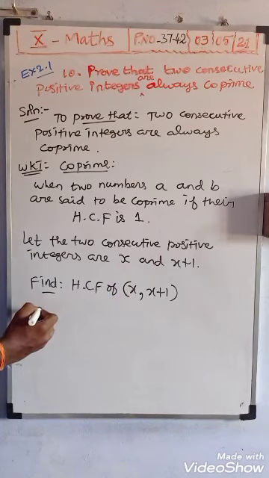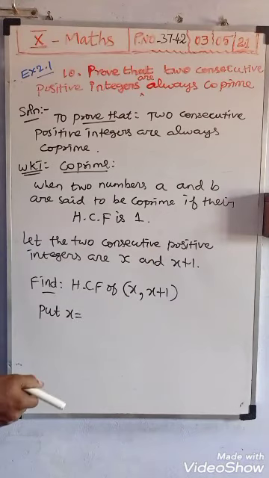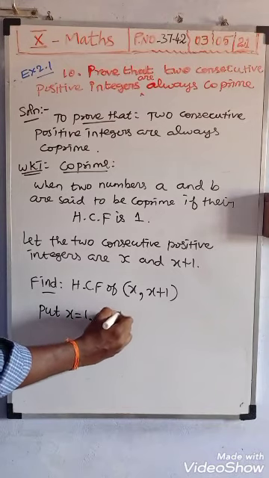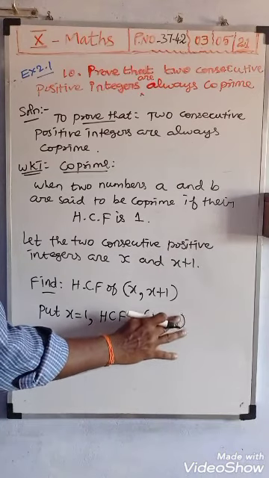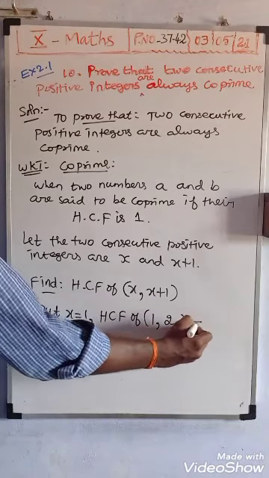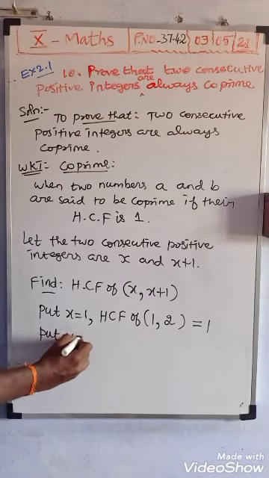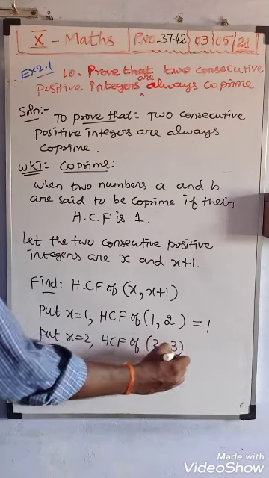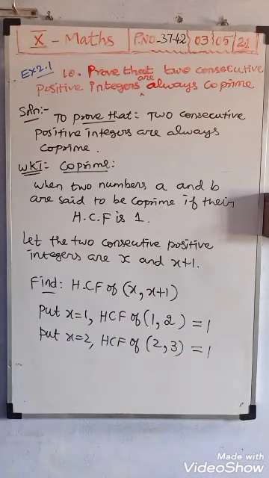Suppose I am choosing x equal to 0 or 1. Here only positive integers we want to choose, so 0 should not be chosen, choose 1. Put x equal to 1, means HCF of 1 comma 1 plus 1, that is 1 comma 2. Instead of x, 1; here 1 plus 1 is 2. HCF of 1 comma 2 is 1 only. Next, put x equal to 2, means HCF of 2 comma 3. Here 2 plus 1 is 3. HCF of 2 comma 3 is 1.